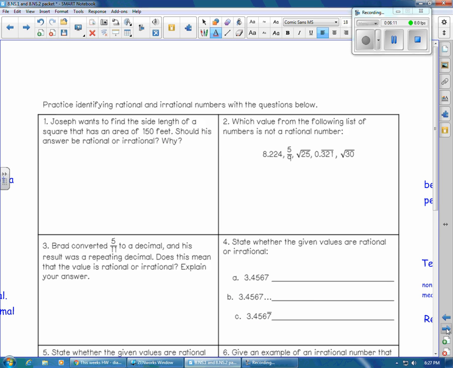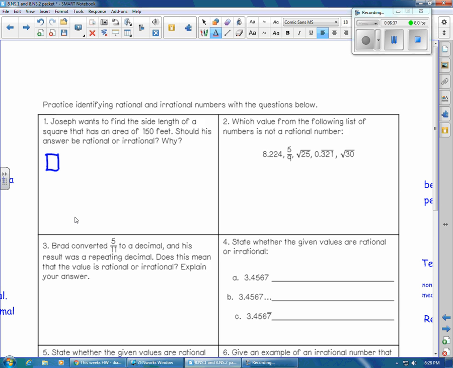It says, practice identifying rational and irrational numbers with the questions below. Number 1, Joseph wants to find the side length of a square that has an area of 150 feet. Should his answer be rational or irrational, and why? Okay, so let's think about this for a second. They're not asking us to find the side length, but they're asking us to figure out how we would if we were going to, and whether that answer would be rational or irrational.